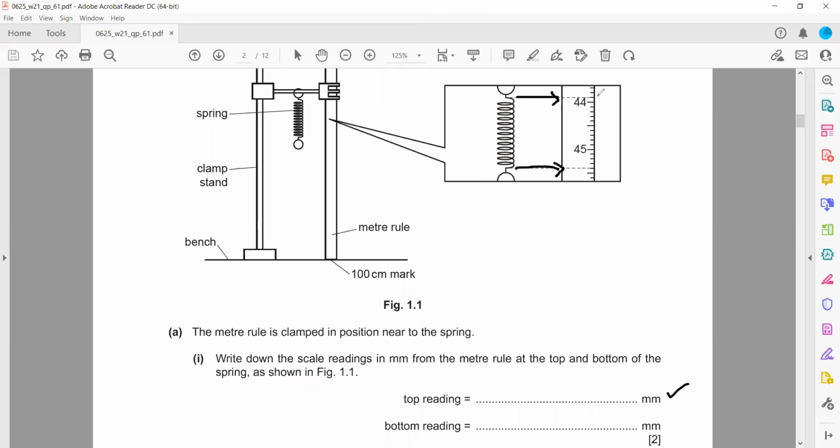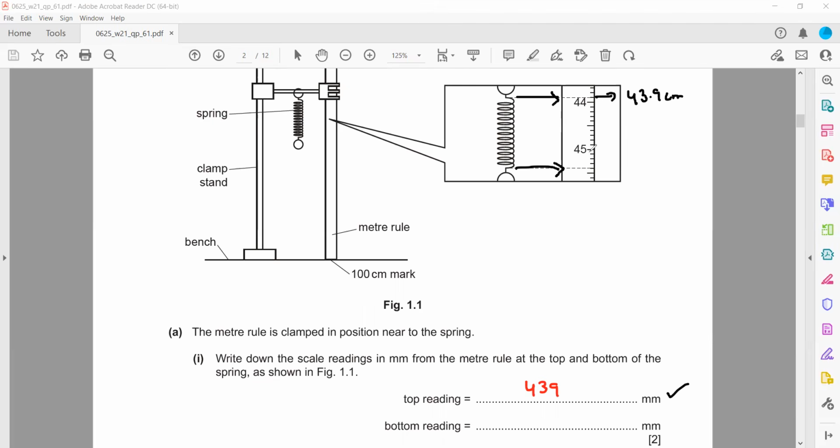So this is 43.9 centimeter, but in the space we have to write in millimeter, so we should multiply by 10 to convert centimeter into millimeter. So it will be 439 millimeter.